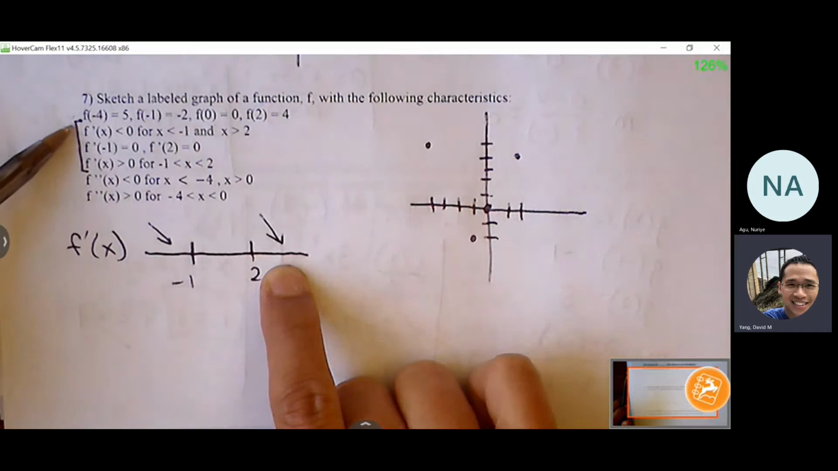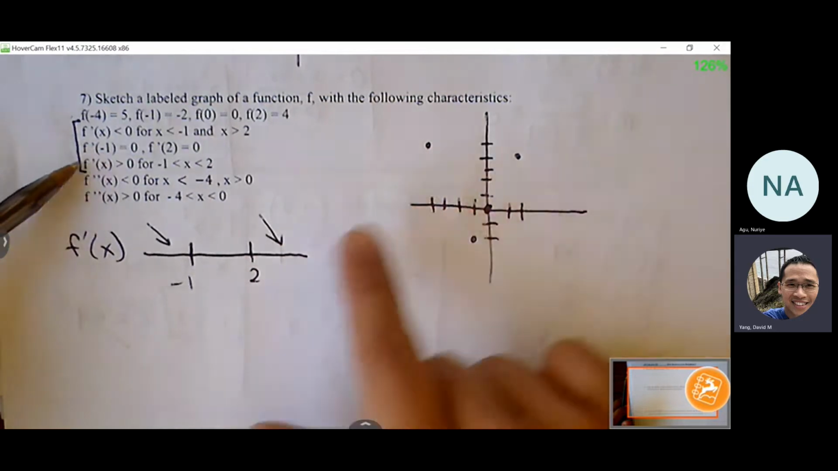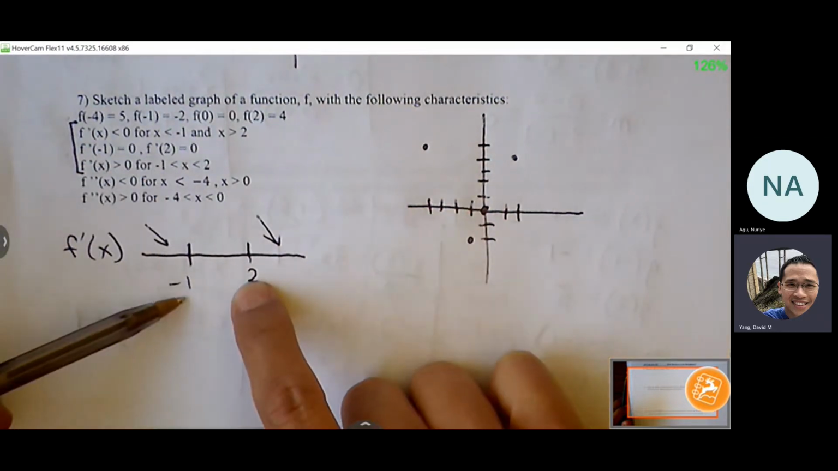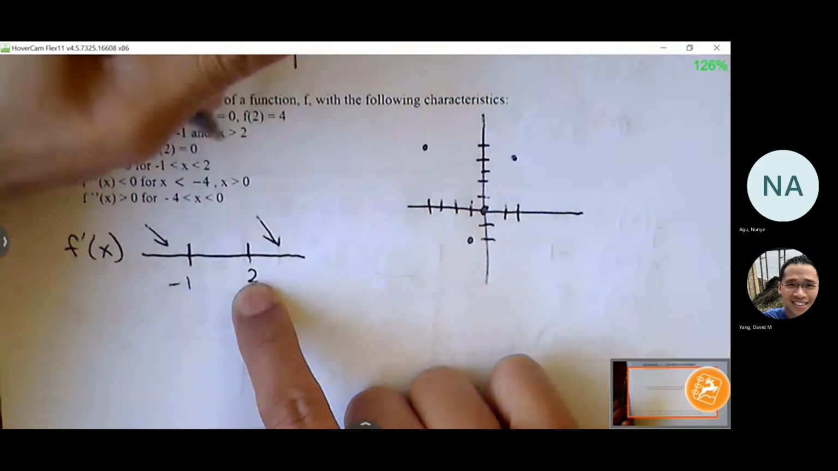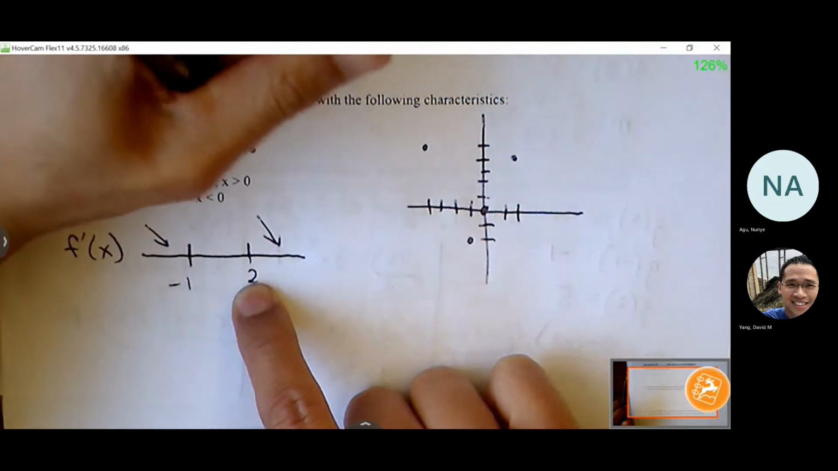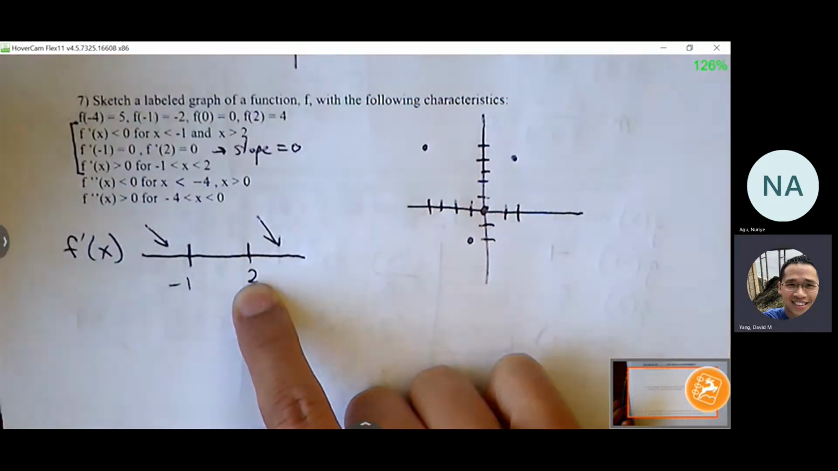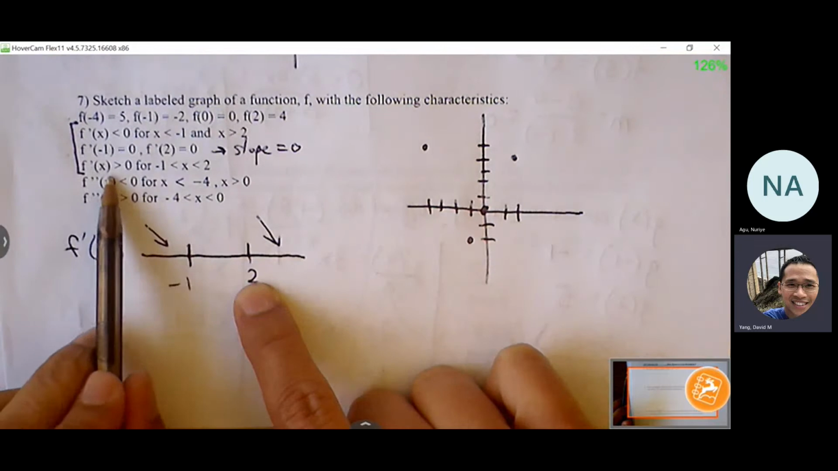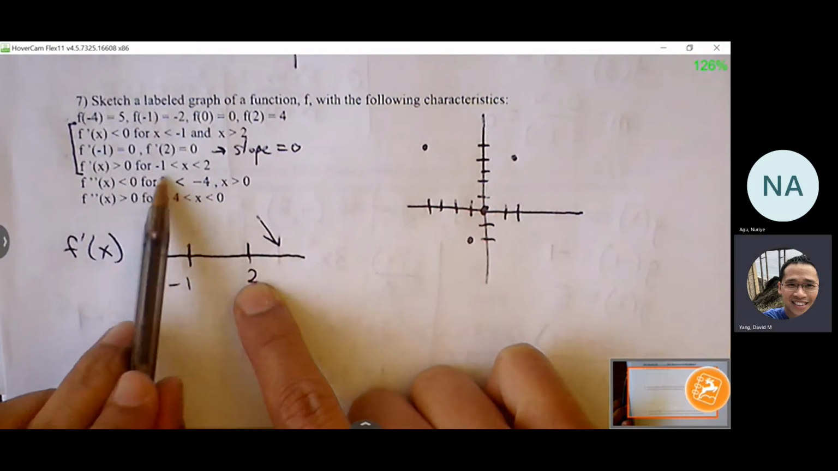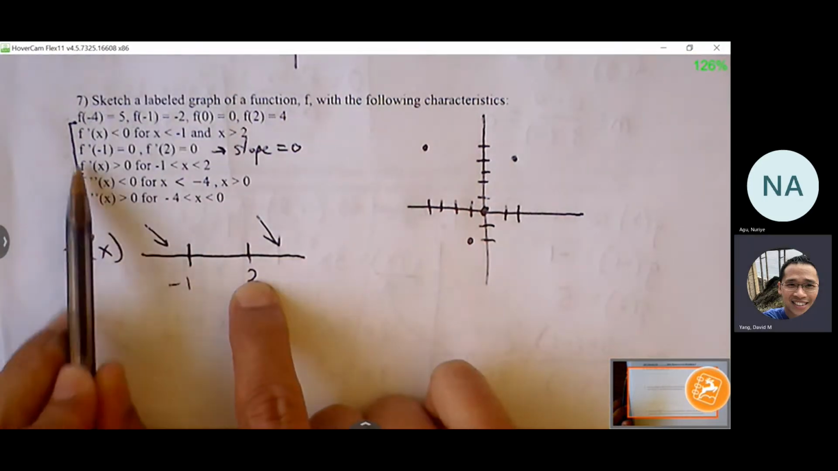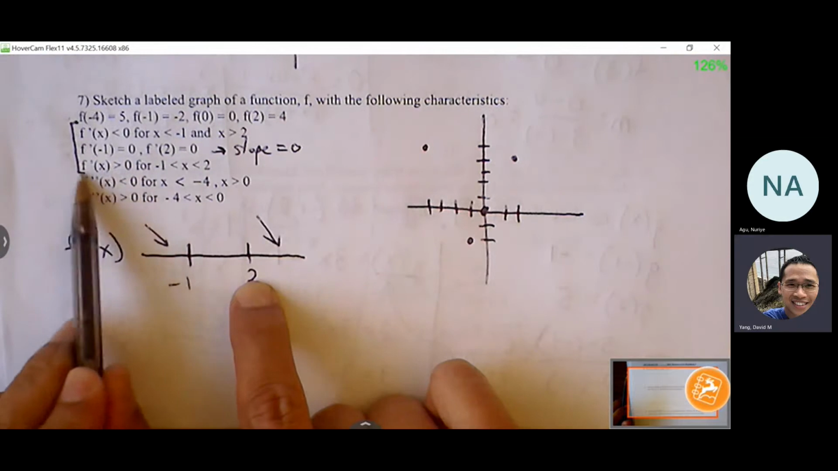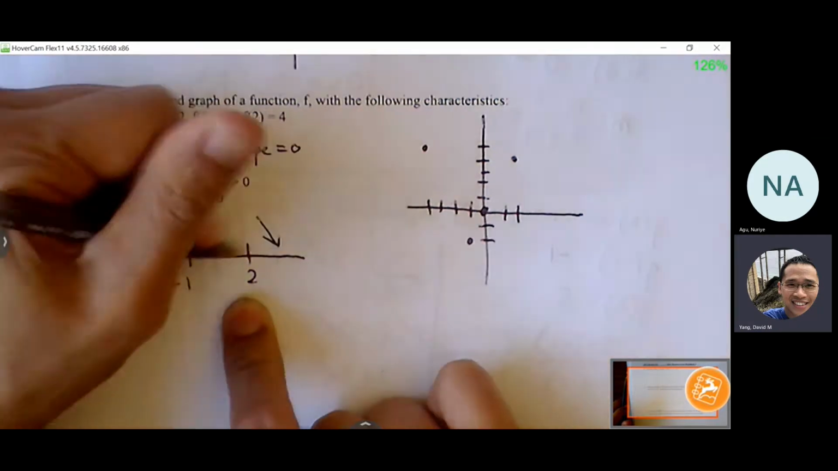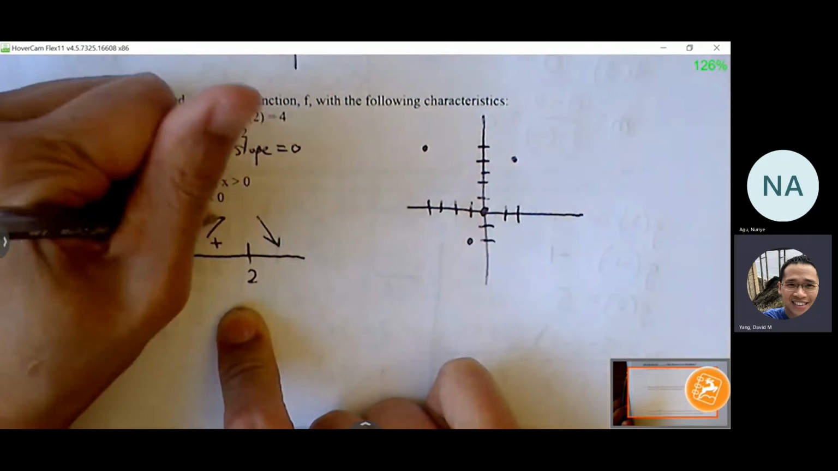Are we okay with translating that second statement onto our sine line? Okay, f prime of negative 1 equals 0, f prime of 2 equals 0. Okay, we'll check that at the end. We just want negative 1 and 2 to have slope zeros when everything is said and done. f prime of x is greater than 0 for x between negative 1 and 2. Here it's asking for me to put positive slope in that middle interval.